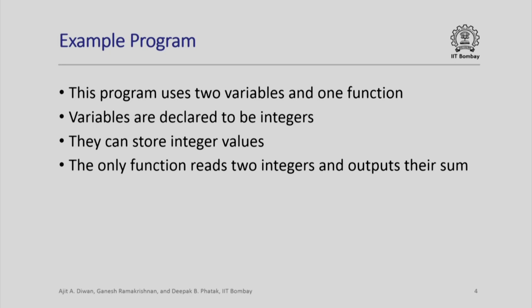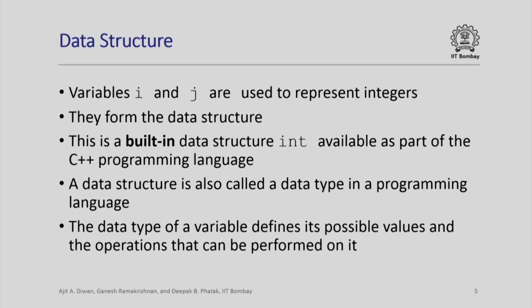This program uses two variables and one function. The variables are declared to be integers. What that says is that these variables can store integer values, and we have only one function, which is the main function, which reads the two integer values and outputs their sum. If you look at the data structures used in this program, the variables i and j correspond to the data structures used, and they represent integer values. This is a built-in data structure int, available as part of the programming language.